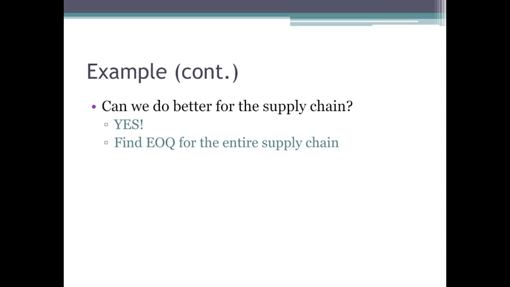Can we do better? Well, yes. What you can do is find an EOQ for the entire supply chain. You can find the holding cost for the entire supply chain. You can find the ordering cost per item for the entire supply chain. After all, both sides have some costs here. And of course, you have demand. So you can calculate an EOQ for your entire supply chain.